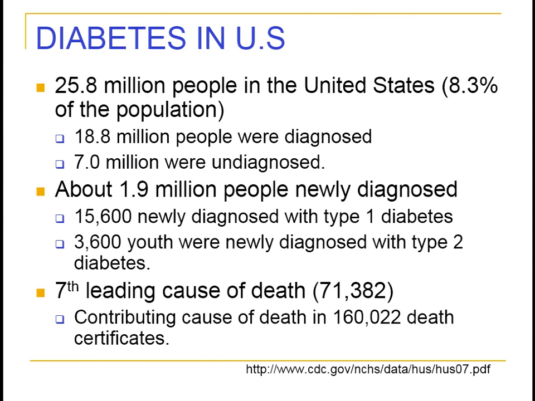And just for an example that we're using in this presentation, in diabetes, as you can see, there are a lot of people that have diabetes, about 8.3% of the population. Many of those are undiagnosed, and therefore their complications are more likely. There's about 2 million being newly diagnosed, and it's the 7th leading cause of death.